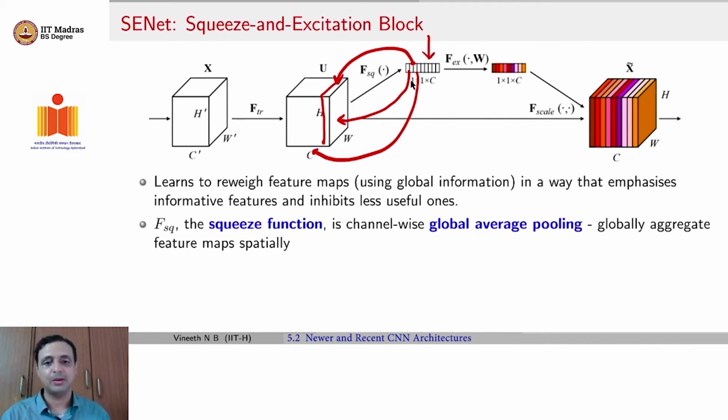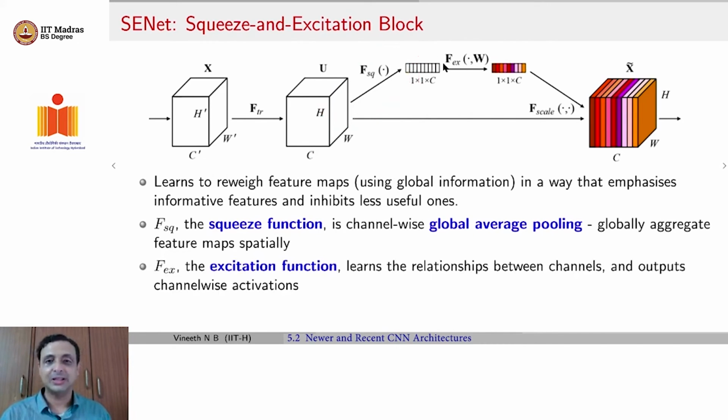That's the squeezing part. Then they have an excitation function, which is denoted by f sub x here, which learns a set of weights. Squeezing is only global average pooling. Remember, pooling layers are parameter free. There are no weights. They only squeeze, they only subsample. But then they have an excitation function here, which is parameterized by some weights w, which reweights each of these scalars here by certain numbers based on weights. What are we trying to do?